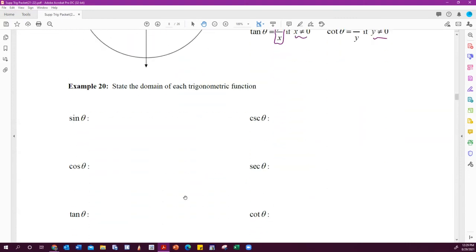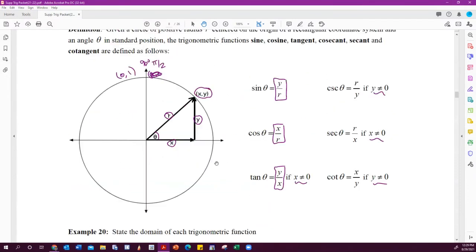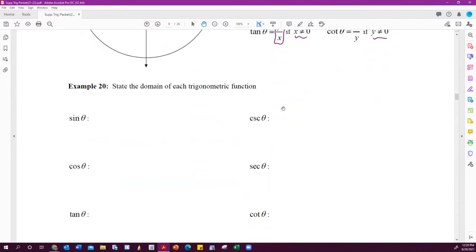So with that in mind, let's state the domains of each trig function. Remember, the sine of theta was y over r. r is never 0. So sine of theta is going to have a domain of all real numbers. This is also true about the cosine. You can stick in any real number, any angle works.